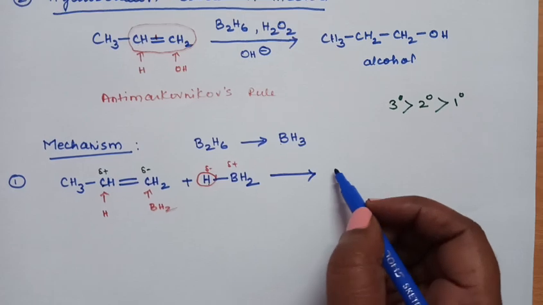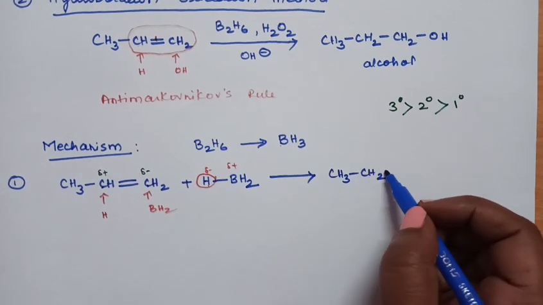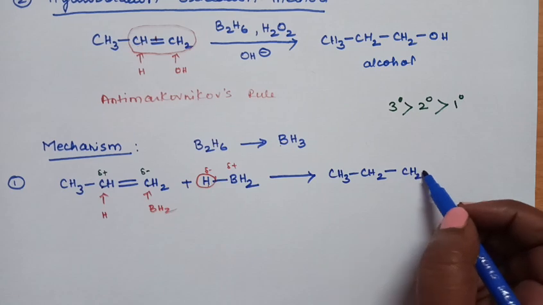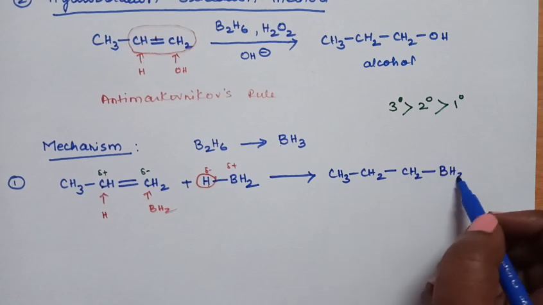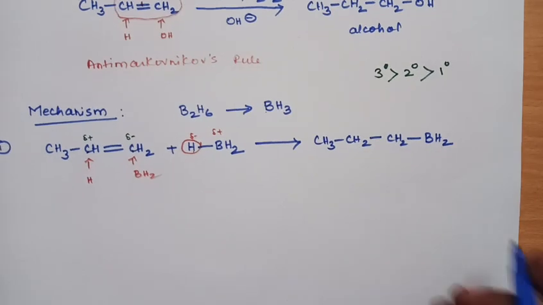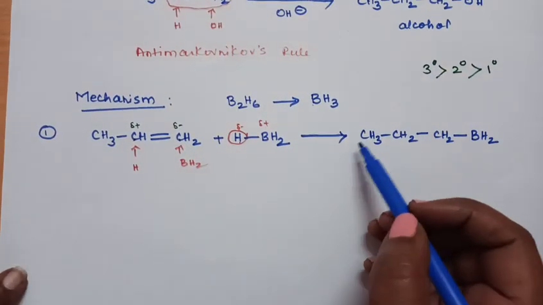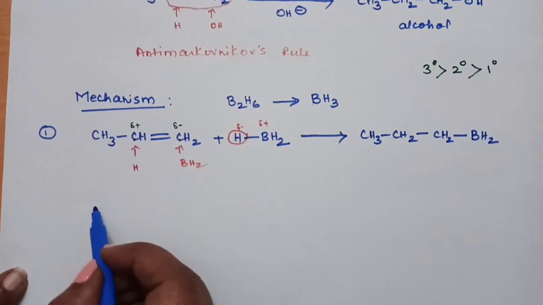So the product will be CH3, CH2, single bond CH2, and then you are getting here BH2, BH2 attached to this carbon. So now again continue the same reaction. So this one I'll take here once again.